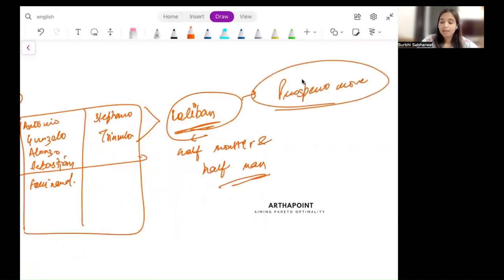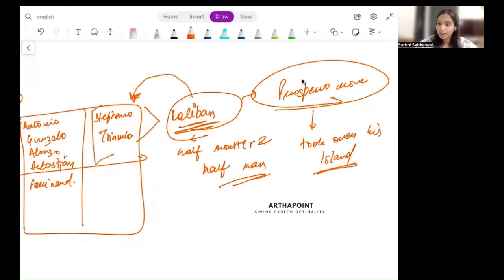He feels as if Prospero took over his island and made him his servant. So he despises Prospero, and Caliban, with the help of Stefano and Trinculo, who by this time are already drunk enough, plans to kill Prospero.